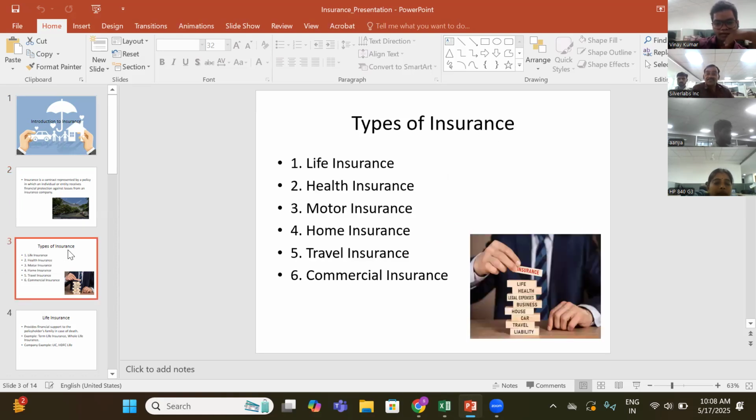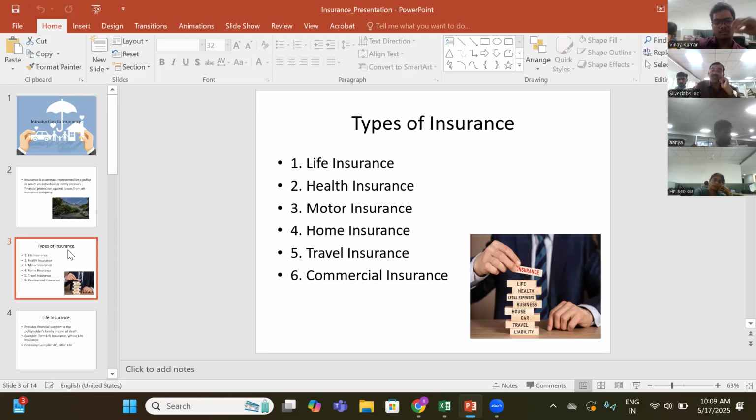Next, there are certain types of insurance that are covered. Number one is life insurance. Number two, health insurance. Number three is motor insurance. Number four is home insurance. Number five is travel insurance. Six is commercial insurance. In the beginning, we discussed that insurance will cover and protect not only a person, it will cover and protect the life of a person from unforeseen incidents like the death of a person or an accident, whatever it may be, to come out of the financial losses. So the insurance company will come into protection of that person.